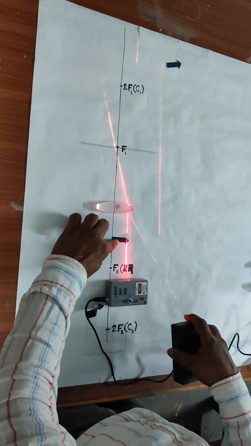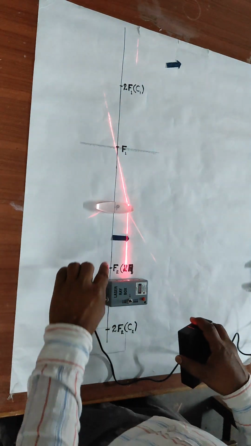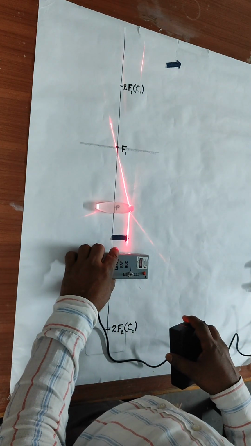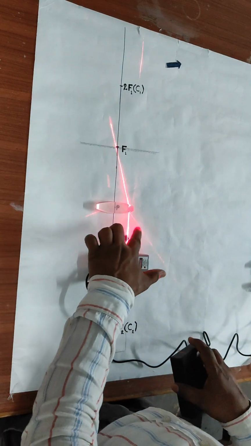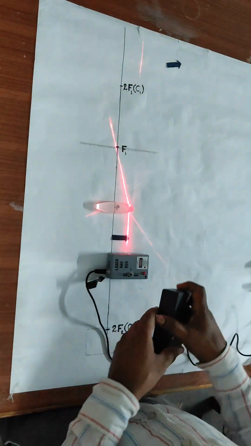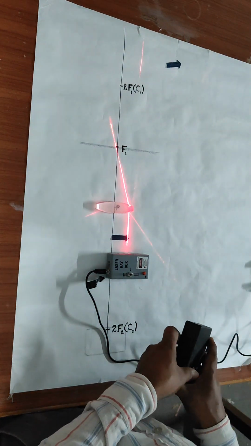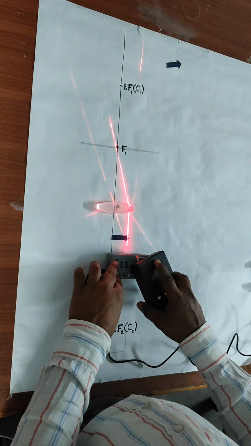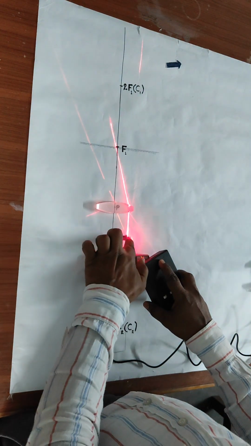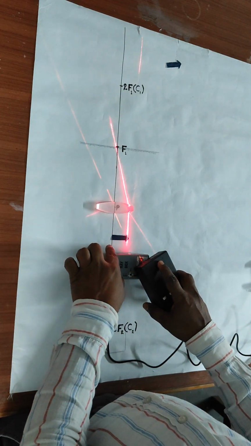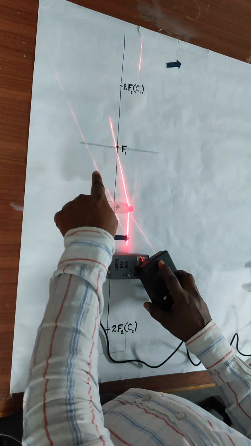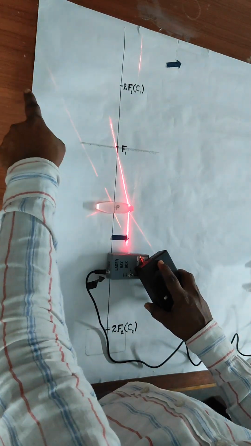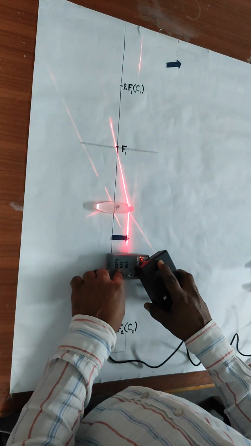Next, let us keep the object between P and F. The first ray, parallel to the principal axis, after refraction, see here, is passing through the focal point. The second ray is passing through the optic center, from the object to the optic center. Observe here, this is the second ray. It is undeviated after refraction. So it is an undeviated light ray.